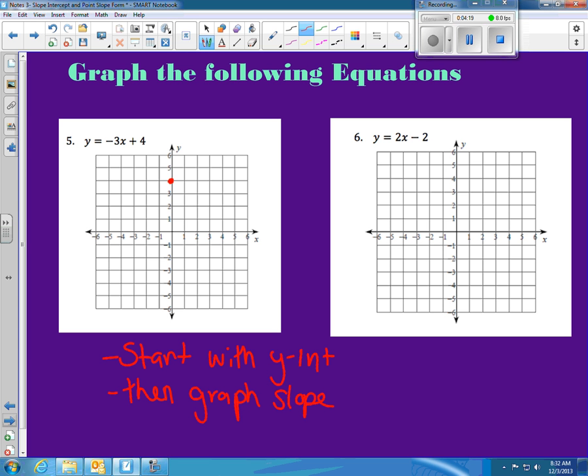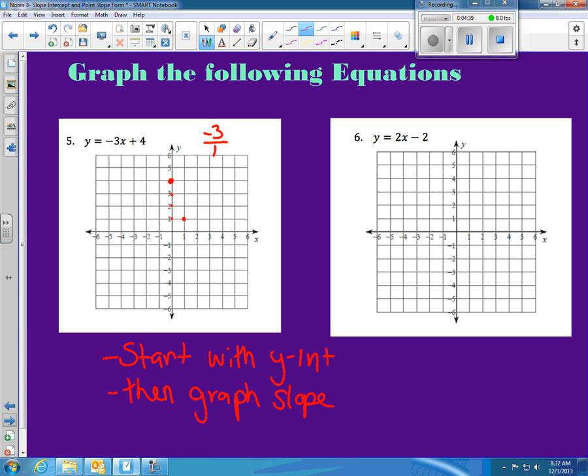Now, my slope is graphed from that y-intercept. My slope here in this problem is negative 3, but let's think about slope as a fraction. So negative tells me I'm going to go down 3, so I go down from 4, 1, 2, 3. I'm just making those dots so you can see them, and then it's a positive 1.